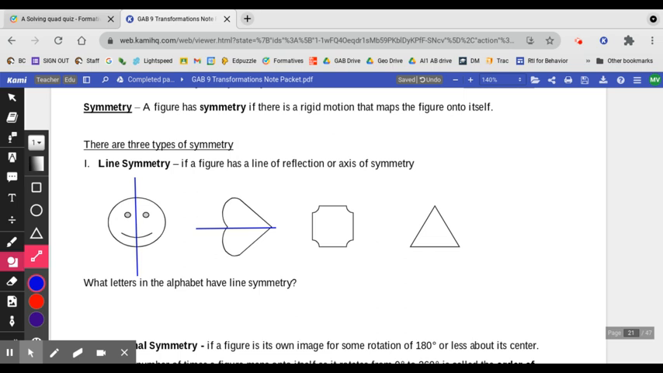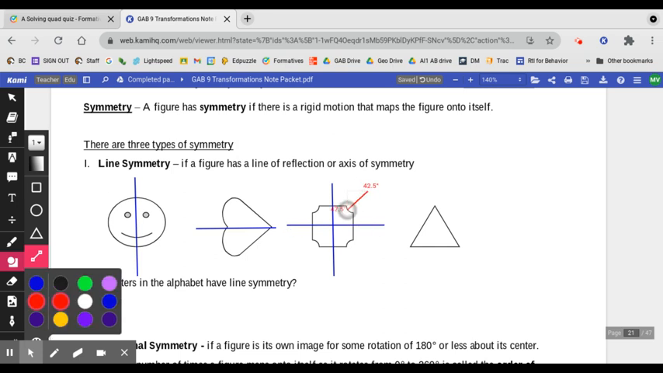So this shape here actually has several because I could reflect it over that line. I could reflect it over the horizontal. And then I could also reflect it over each diagonal. And last but not least, our triangle. Presuming our triangle is equilateral, it has three lines of symmetry, the three altitudes.